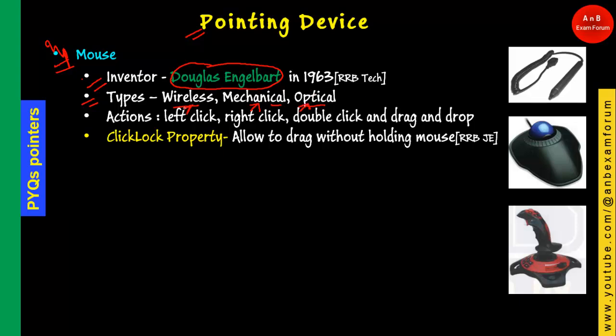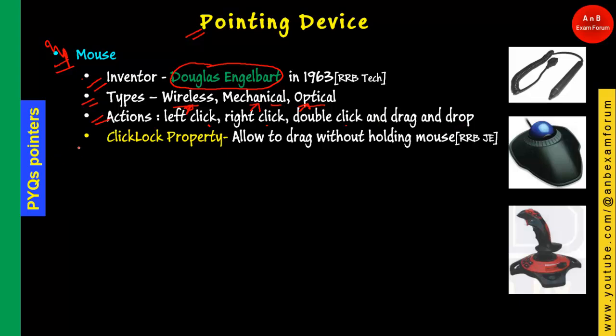Nowadays wireless mice are used. With the help of Bluetooth, you can connect to your PC and do the mouse operations. All of us know that a mouse has different clicks like right click, left click, double click, and drag and drop. These are the four actions with which you can operate the mouse.